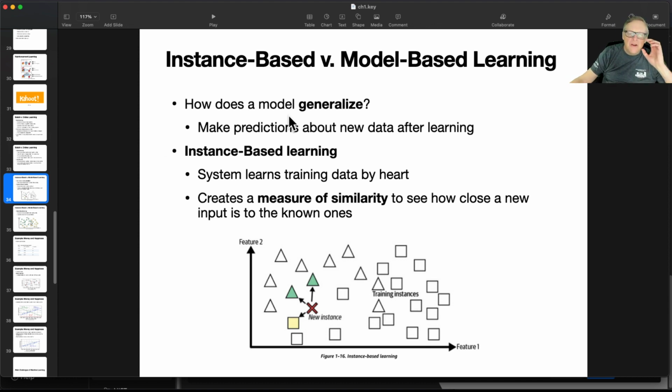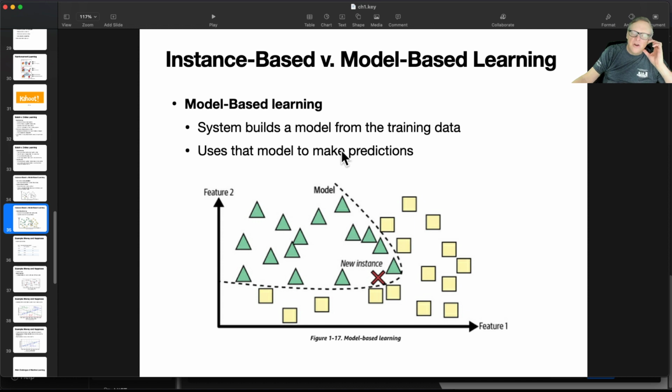So it can generalize to some extent. This is one possible question: how well can it handle new data after learning? If you do instance-based learning, it can learn everything about the training data, and then it can create a measure of similarity to known training data. That's one way to generalize. If I see a new thing, I ask which one of the learning data it is close to. That's one way to do it.